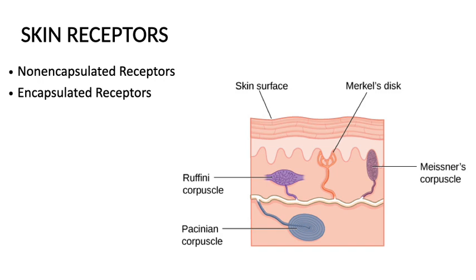Skin receptors. The receptors of the skin are non-encapsulated and encapsulated receptors. Of course, non-encapsulated means they have no cover, and encapsulated means receptors with a cover. What are these receptors doing? They actually respond to stimuli for touch, temperature, pain and pressure. That is why we say the skin is the largest sense organ.